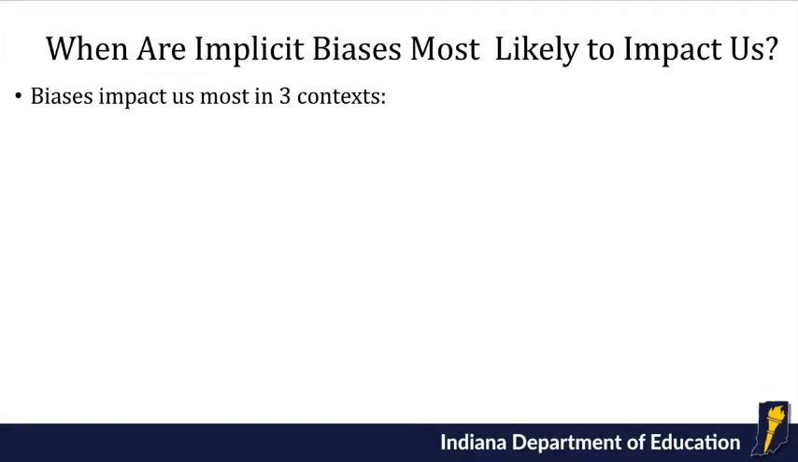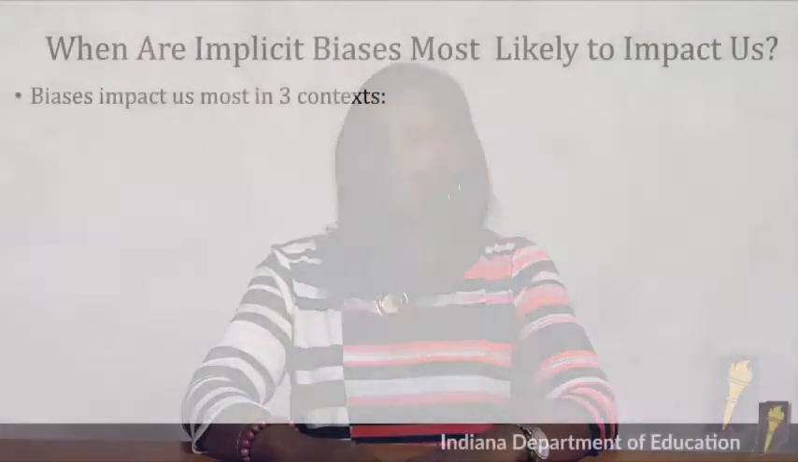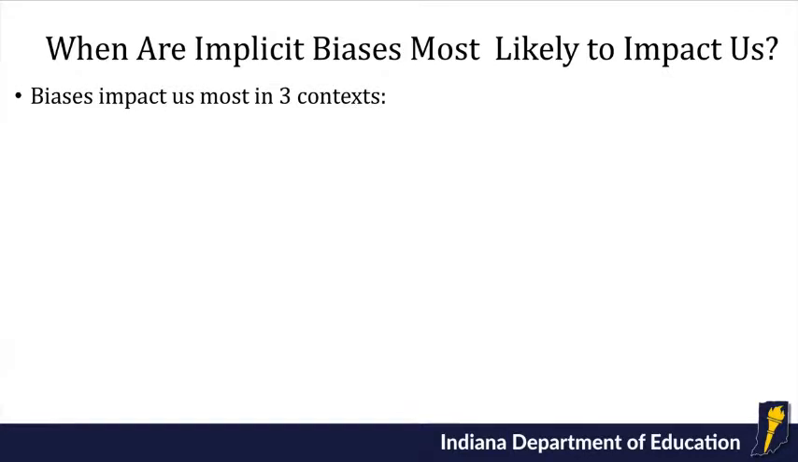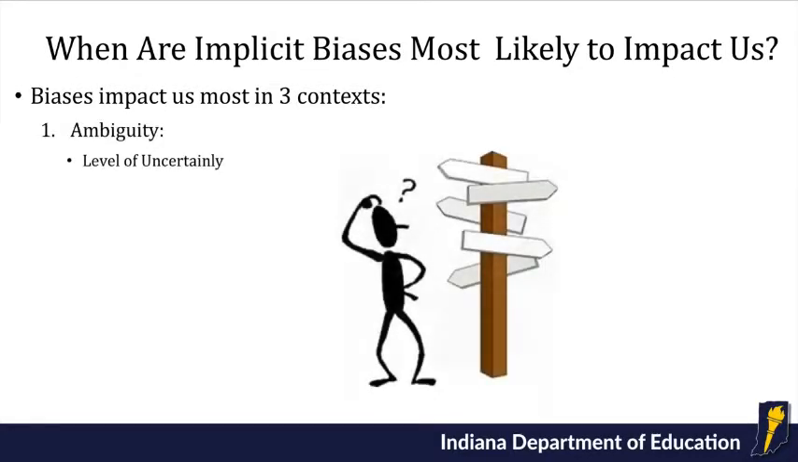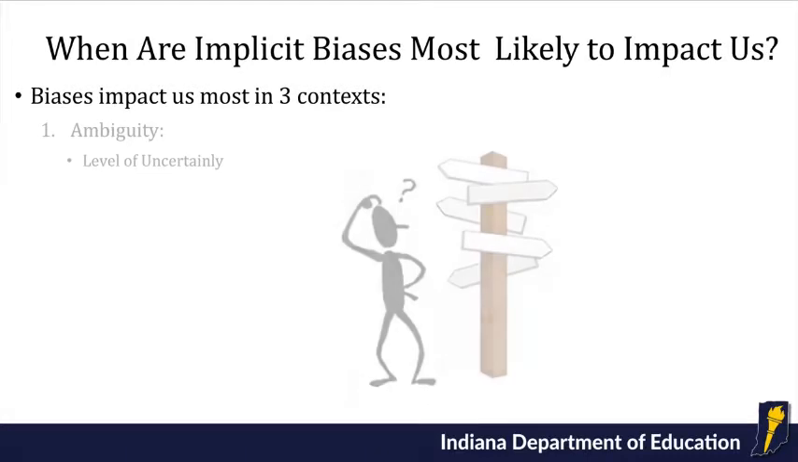Biases typically impact us in three contexts. Being aware of these situations is an important part of the awareness we need to monitor the impact of our biases. So let's talk briefly about these three contexts. Implicit biases are frequently triggered in ambiguous situations where there's a level of uncertainty. In these situations, we rely on those schemas to help us make sense of the situation.